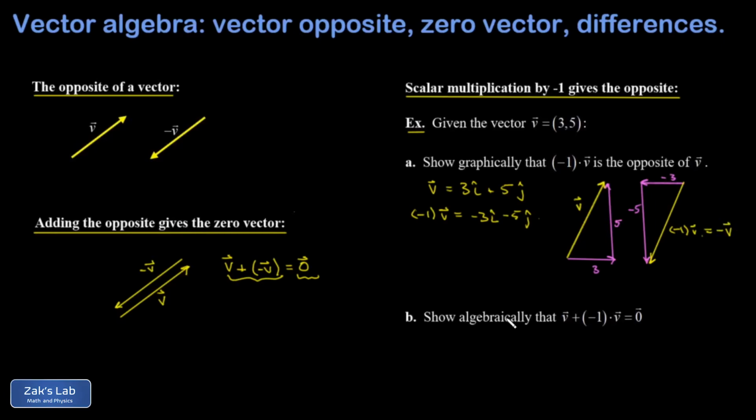Finally, I want to show algebraically that if I add v to negative 1 times v, I end up with 0. So there's v, and I add it to negative 1 times v. And all I have to do to add these vectors is just collect the like terms. And I have a 3i hat and a negative 3i hat. That gives me 0i hat. And I have a 5j hat and a negative 5j hat, and that gives me 0j hat. And again, I'm taking care to write this as a vector. It's the zero vector. It has two components that are both 0.